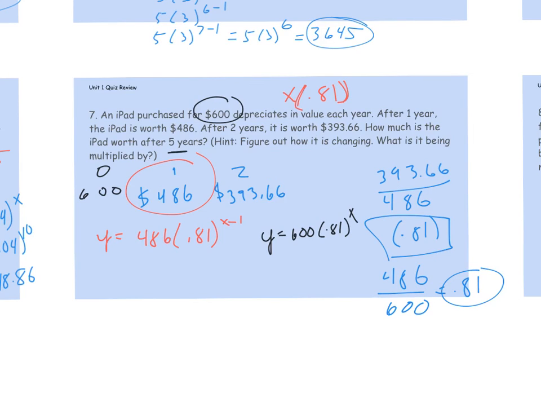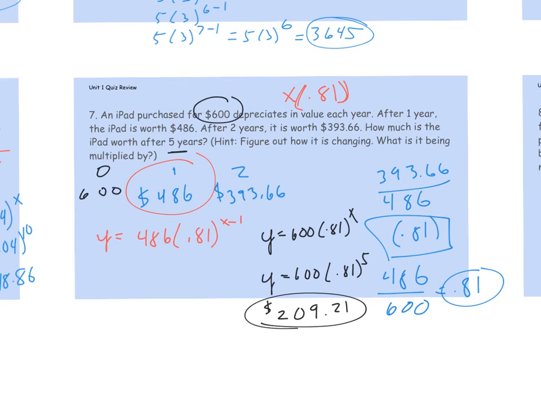It's 5 years, so if I just use this second formula I did here, it'd be 600 times 0.81 to the 5th power. And if I do that, caret key 5, I get, in 5 years, it'll be worth $209, and if you round it, 21 cents.